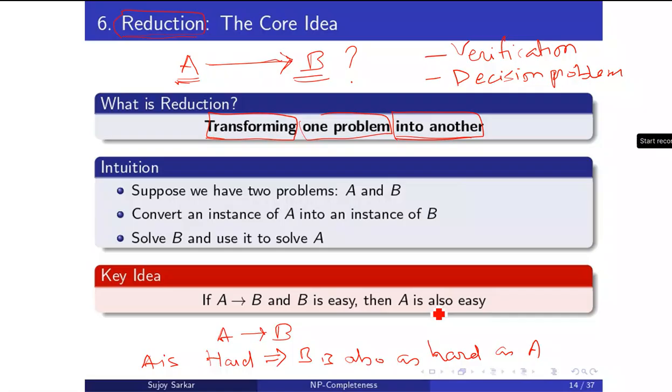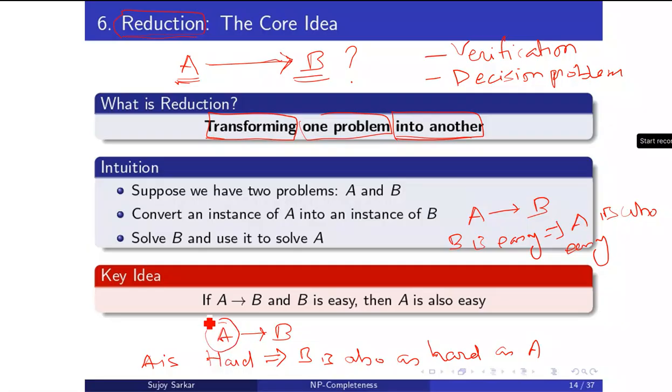And one more is, if we say A reduces to B, if B is easy, that will imply A is also easy, or A also should be easy. Okay. Why is this opposite not true? If I say B is hard, why does that not imply A is also hard? So we'll understand that.